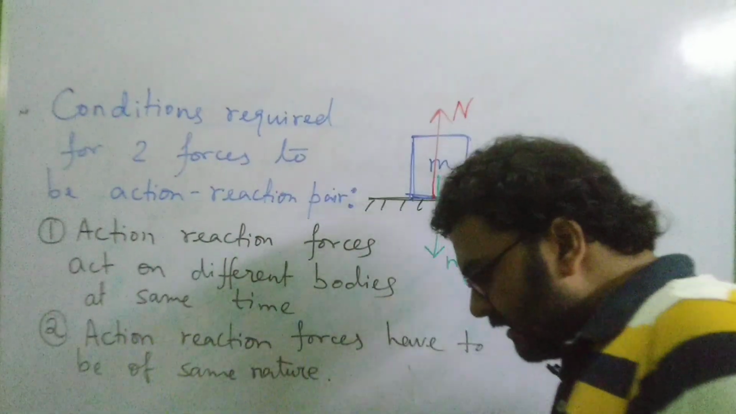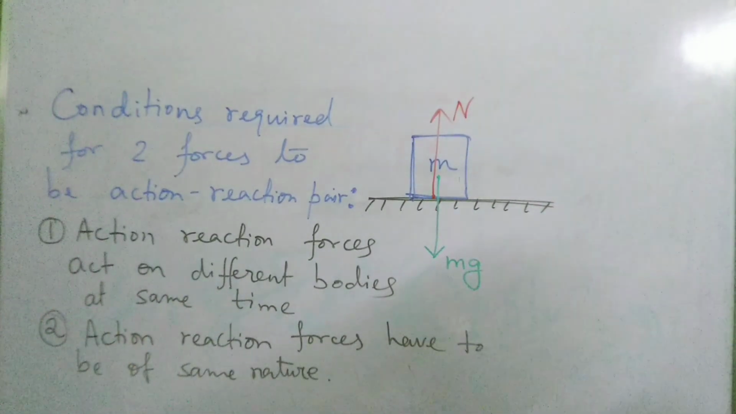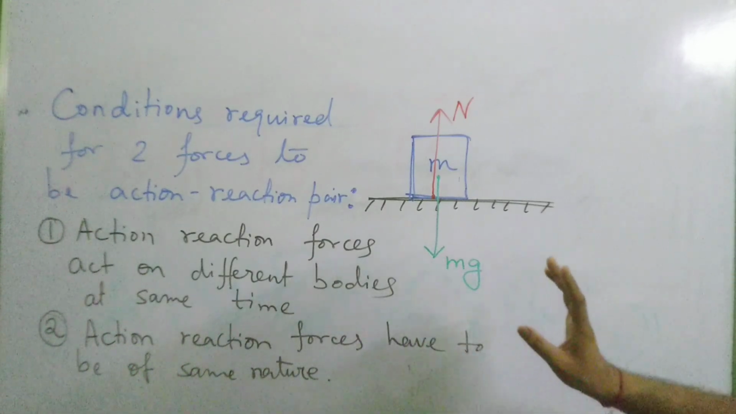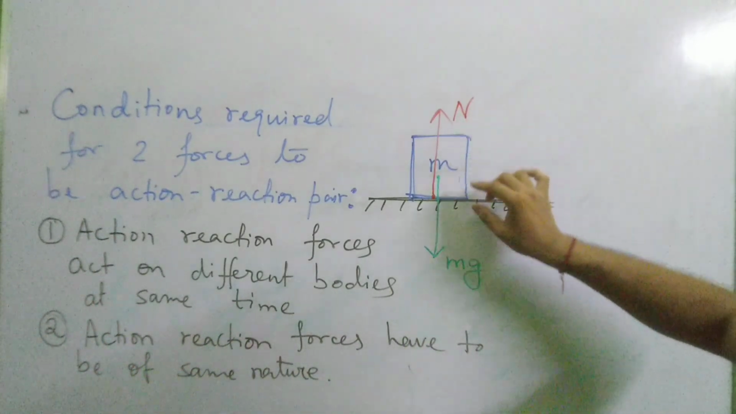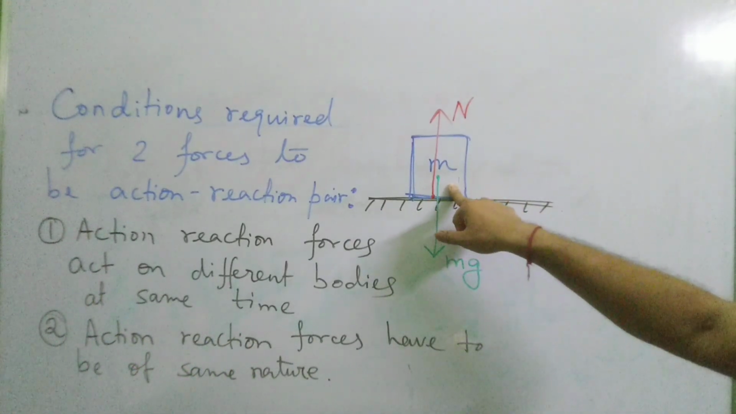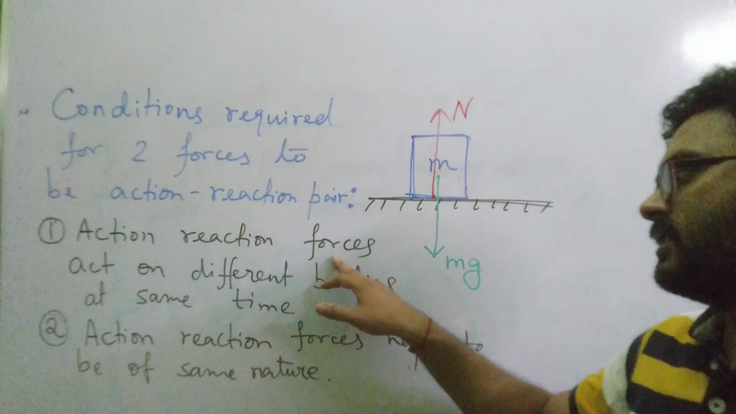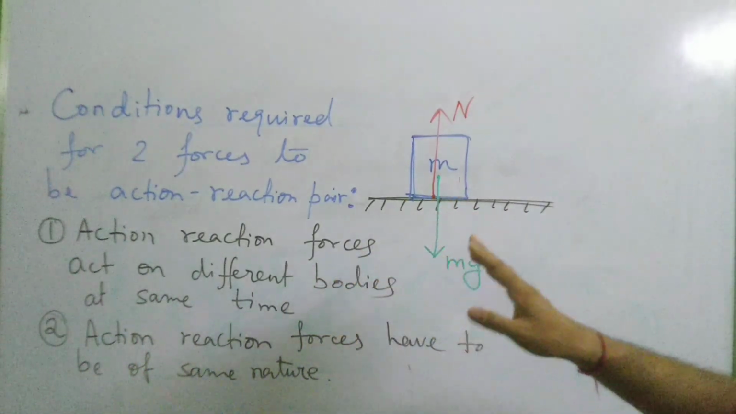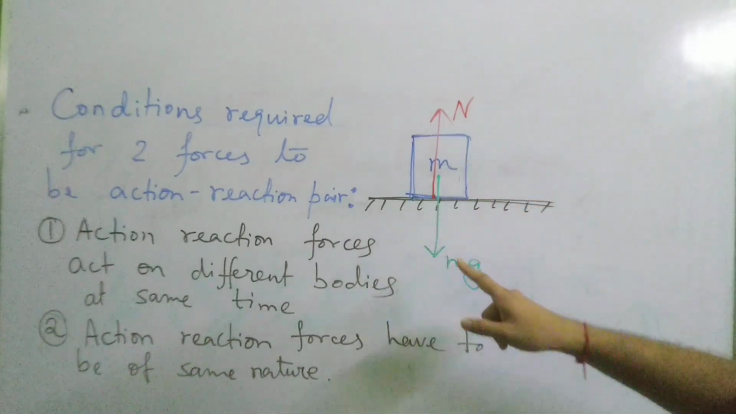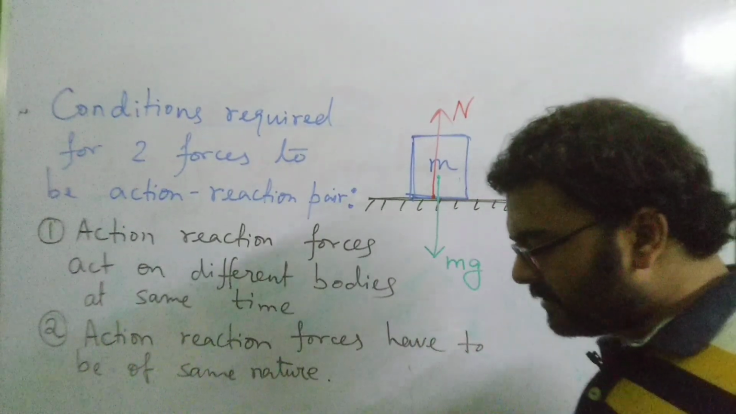Now just match these two criteria with the normal reaction force and the mg force. First thing is that action reaction forces act on different bodies. Both the normal reaction N and the gravitational force mg are acting on the same body, that is the object having the mass m. So definitely the first condition denies the fact that this normal reaction force and mg force will be an action reaction pair.